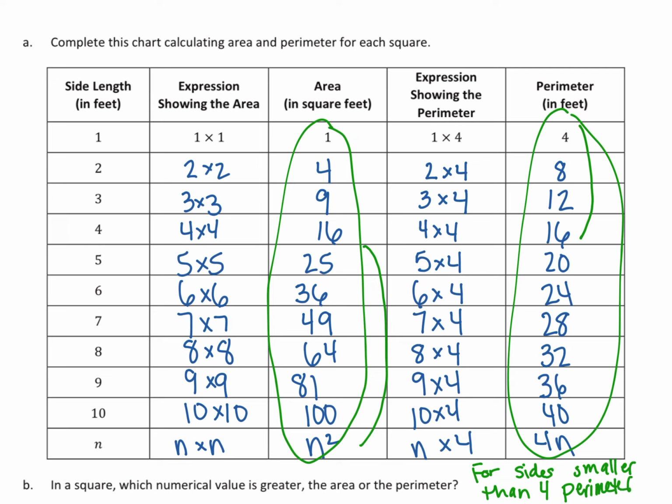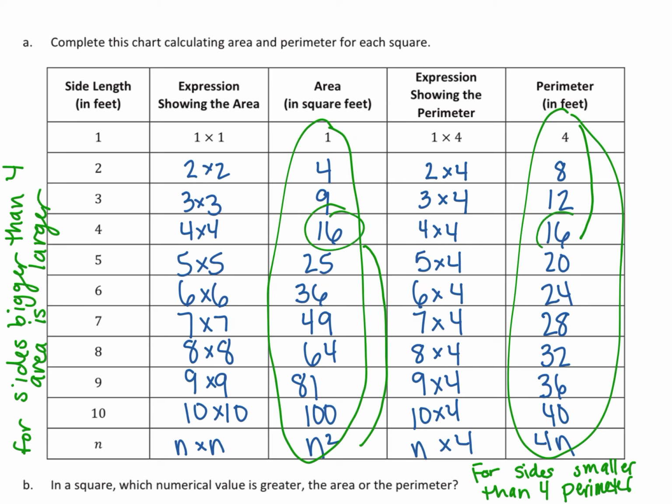But for, I'm going to write it over here on the side because I don't have enough room. For sides bigger than 4, the area is larger. When the side is equal to 4, they have the same perimeter and area.